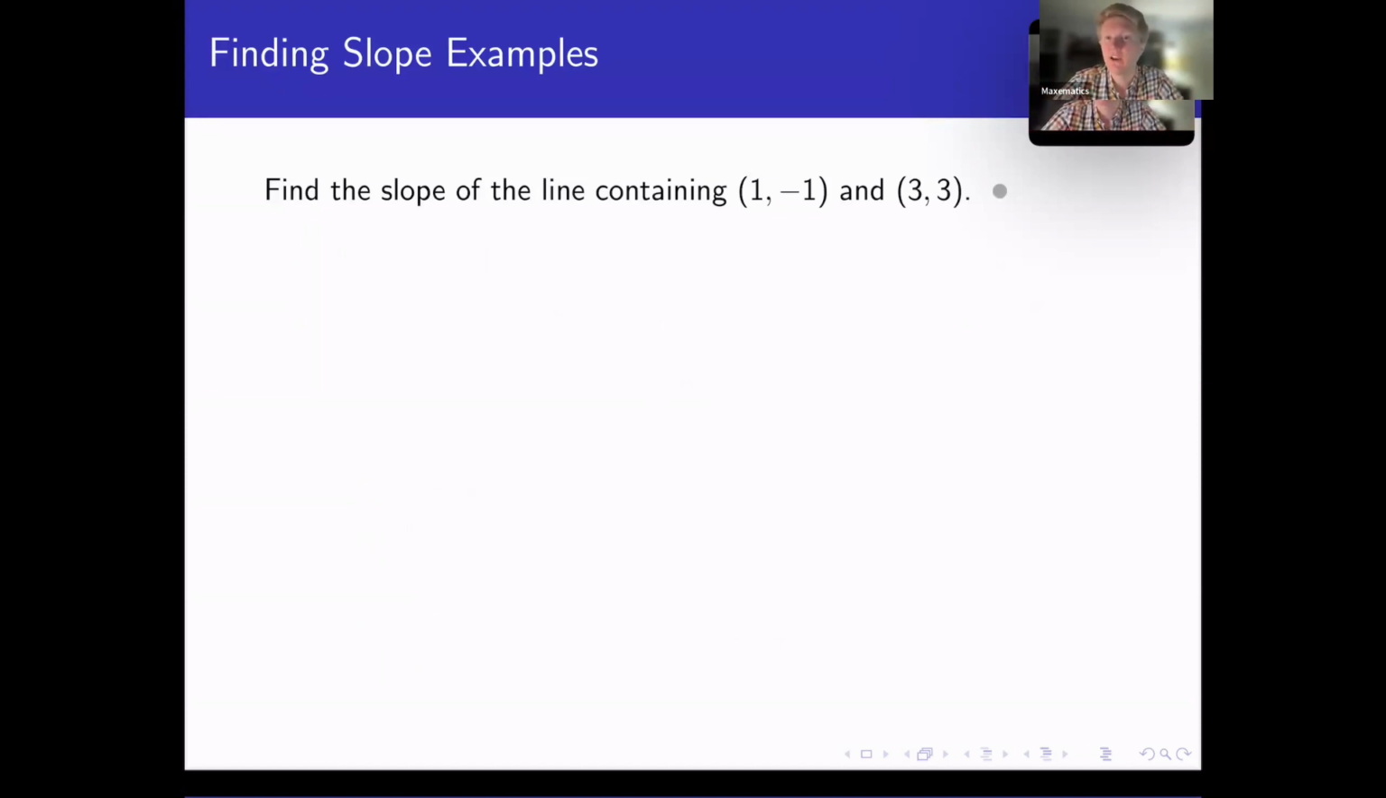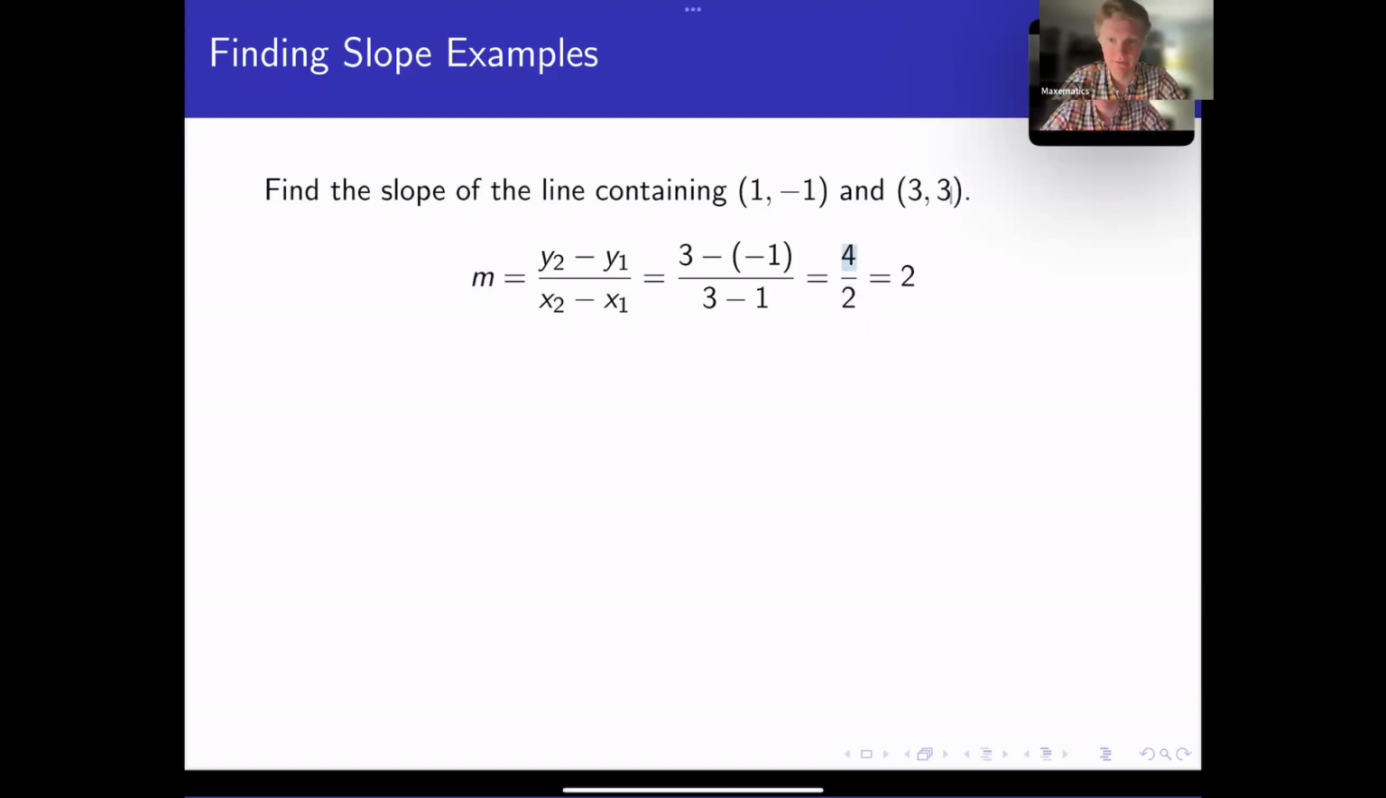So we have 1, -1, and 3, 3. Just like we've done in the past, this can be x1, y1. This can be x2, y2. So our slope is y2 minus y1 over x2 minus x1. So we're going to take the y values, subtract them, 3 minus -1 over 3 minus 1, the x values. 3 minus -1 is just 3 plus 1. Well, 3 plus 1 is 4. 3 minus 1 is 2. So our slope is 2. So for every 1 unit that we run, we go up 2 units. Or for every 2 units that we run, we rise 4 units, and so on.